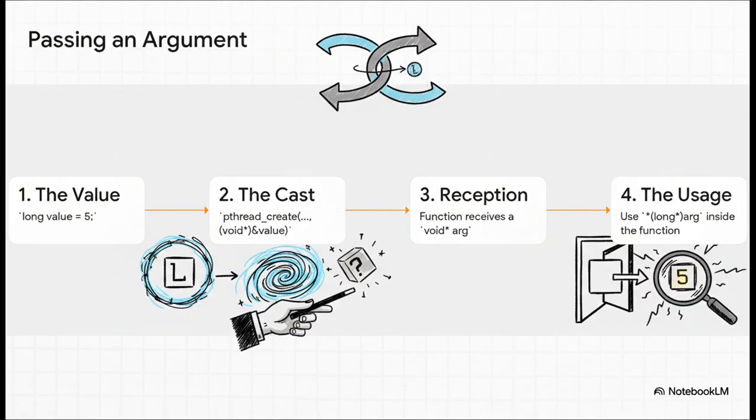So step 1, you've got your value. Let's say it's a long. Then, in your pthread_create call, you grab its memory address and wrap it in that void star cast. Okay, now, inside the function that the thread is running, it receives that as a void star argument. And then, the final step, to actually use the number, you have to cast it back to a long pointer and then dereference it. It feels a little weird at first, but it's an incredibly powerful trick.